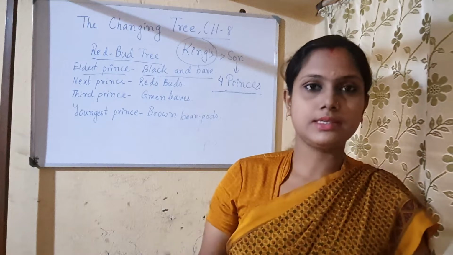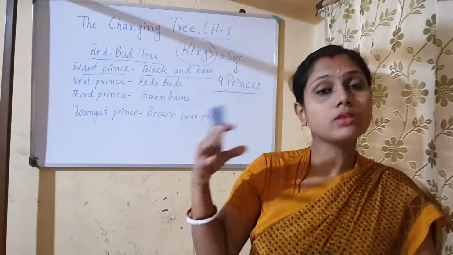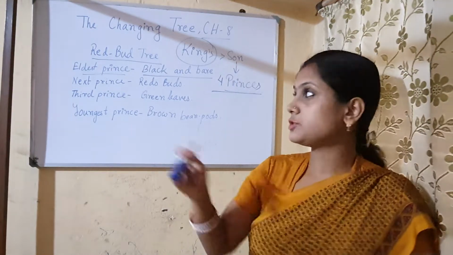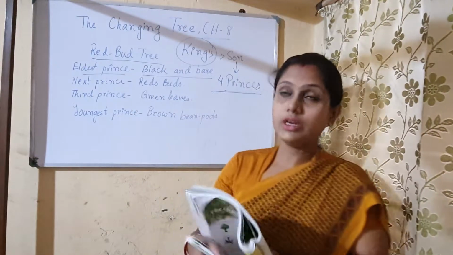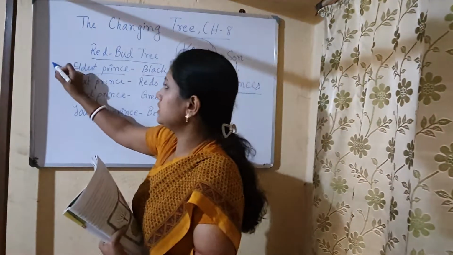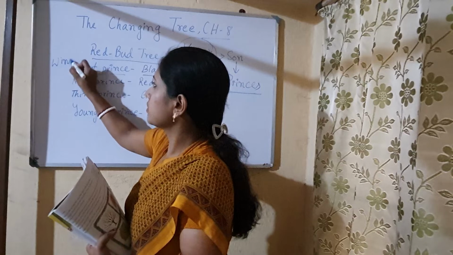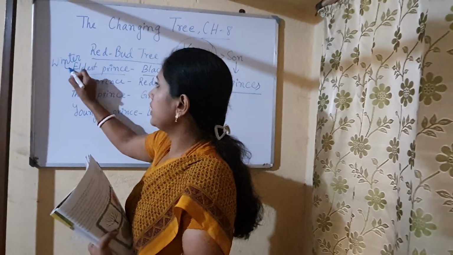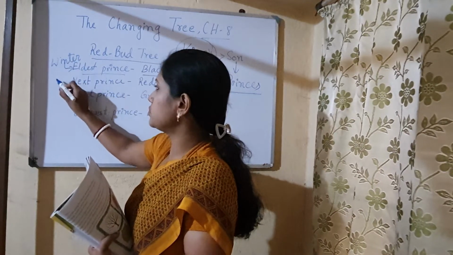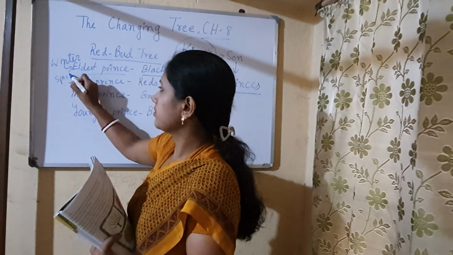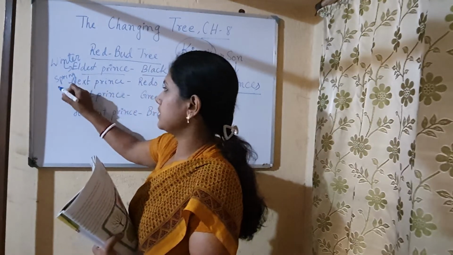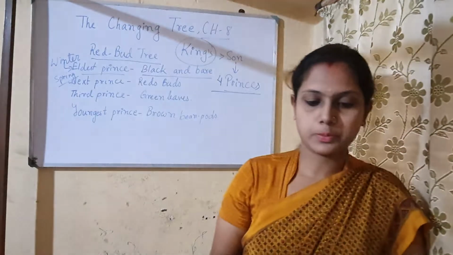Later in the spring season, the next son went, not in the same season. So the eldest prince went in the winter season, right? The next prince went in the spring season. Now let's see what the next prince saw.